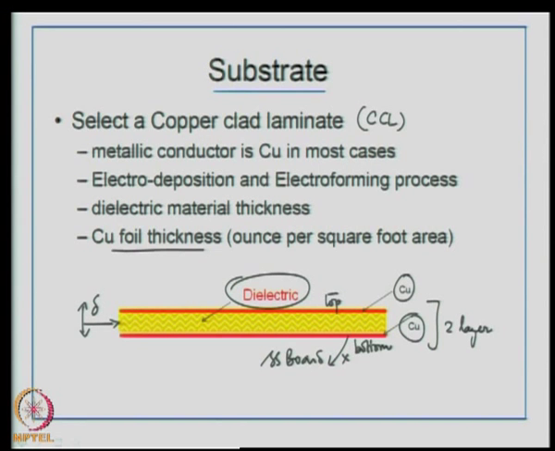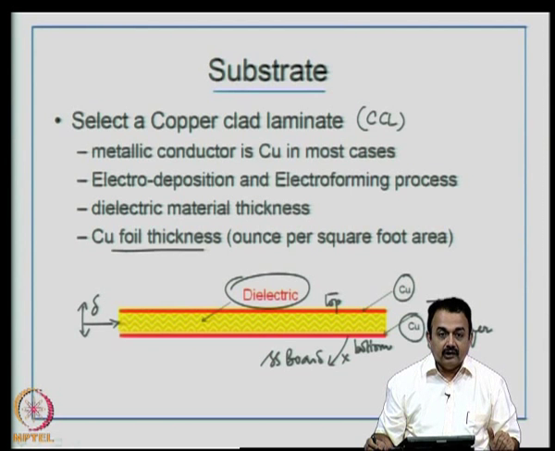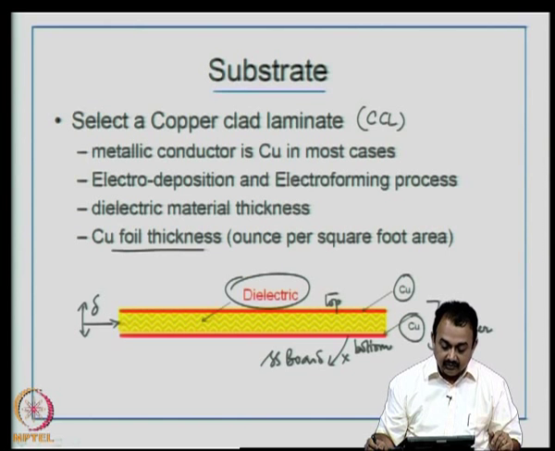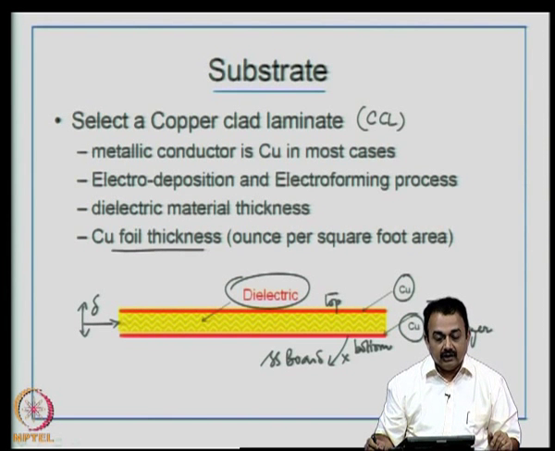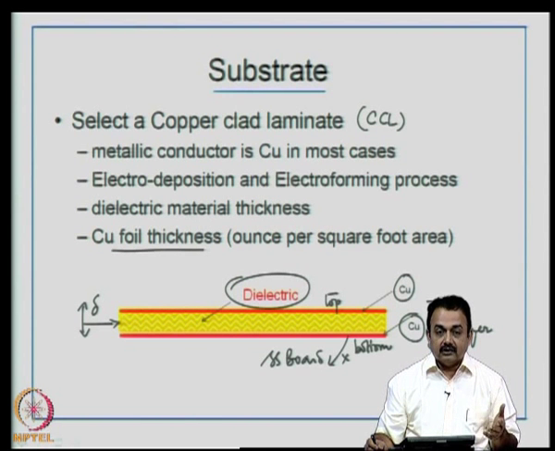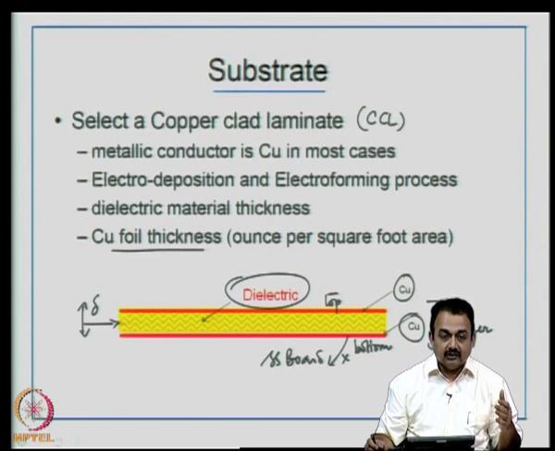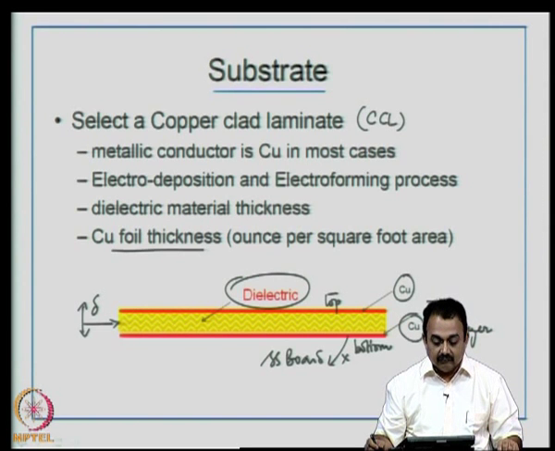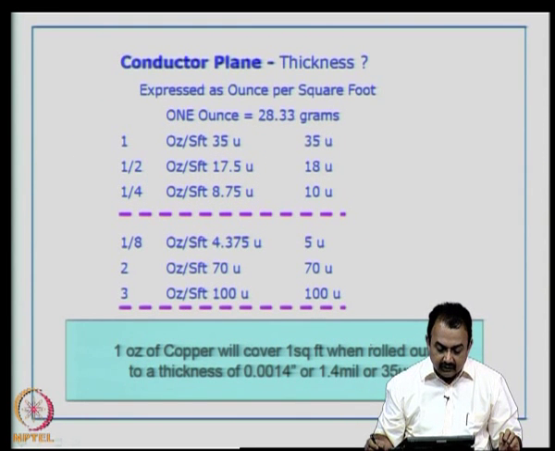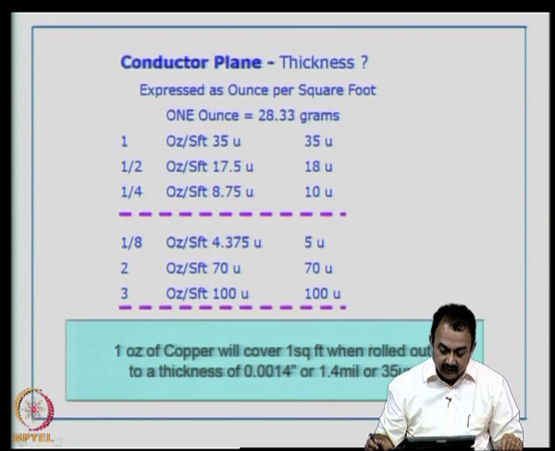So, a substrate, or you can call it a Copperclad laminate, contains a metallic conductor. The metallic conductor is produced by electrodeposition or electroforming. It contains a dielectric, and the amount of copper depends on the thickness that is required for that particular application. In the market, you get different varieties of thickness of copper and the total thickness of the Copperclad laminate. Let us look at what is the terminology used in defining this Copperclad laminate.